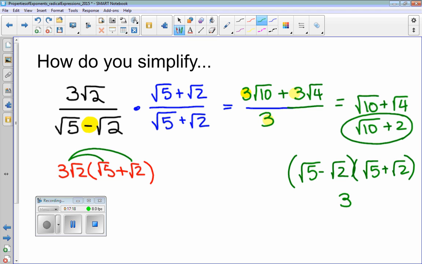Where did the 3 in the bottom go? What did it become? A 1. You could put it over 1 if you wanted to, but not necessary.